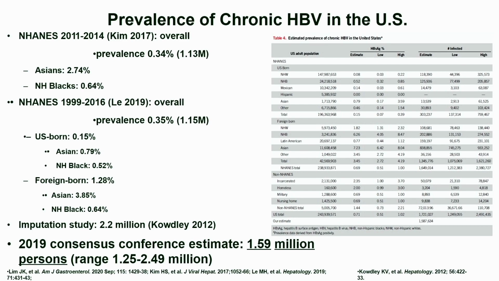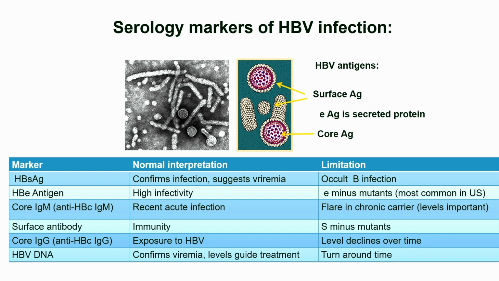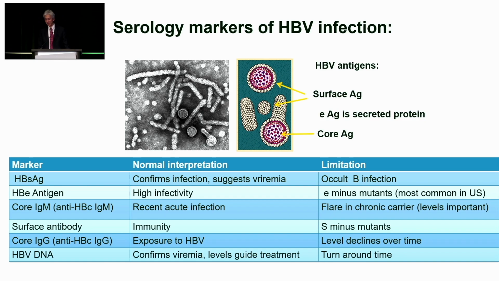This is largely those that are immigrants. And again, you can see here that these are some of the various groups that are represented here. So Asia, Africa, Eastern Europe, and other areas. The serology markers for hepatitis B. So again, I've included them here just as a reminder, but surface antigen confirms infection. The surface antibody is immunity, and for acute hepatitis B, it's the IgM core antibody.